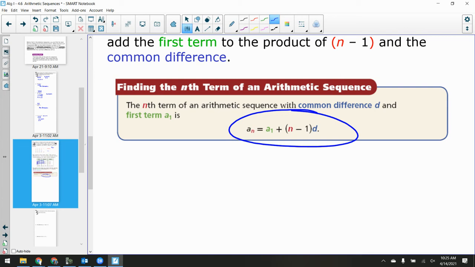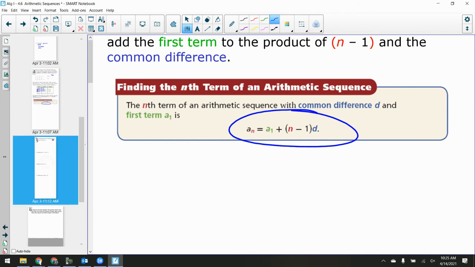A sub n, that's how we read that, A sub n, finding the nth term in the sequence, is A sub 1, your starting value, plus your common difference times n minus 1. So if I'm looking for the 100th term, I take the first term plus 99 times my difference. If I'm looking for my 1,000th term, I take my first term plus 999 times my difference. And then that will give you that term in the sequence.